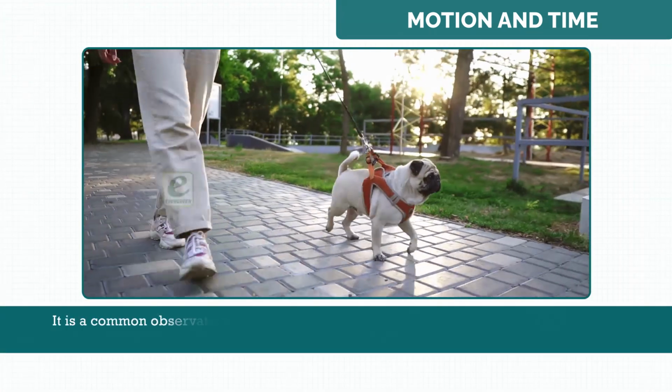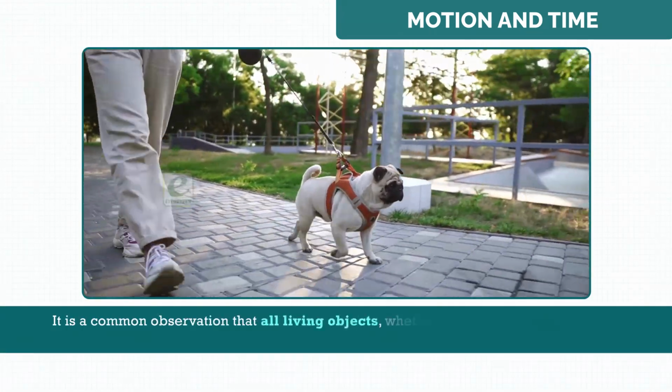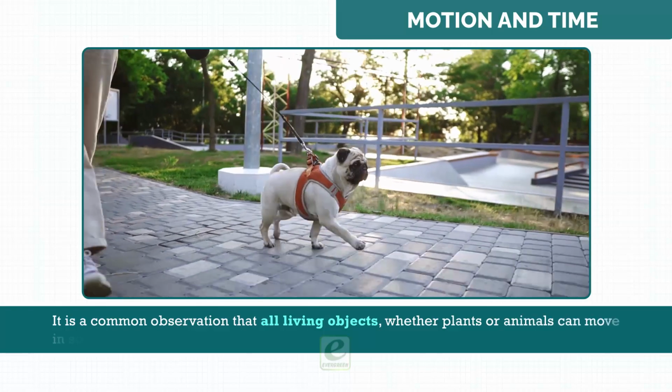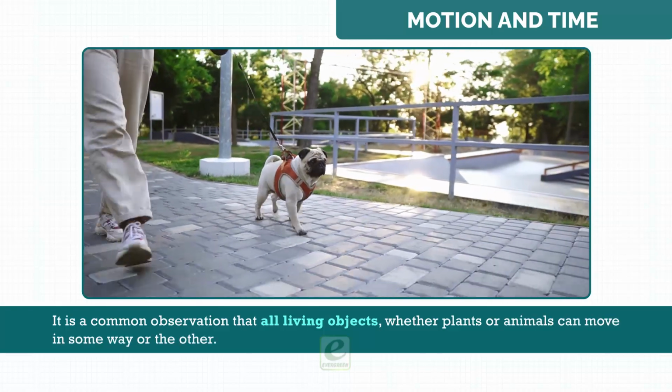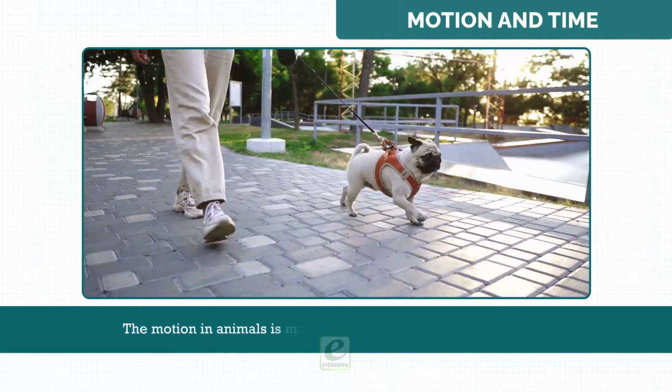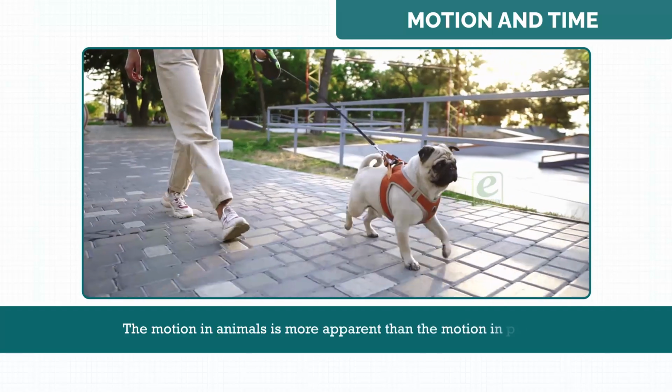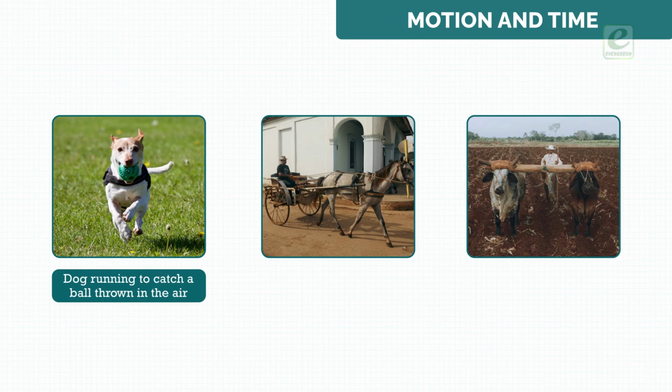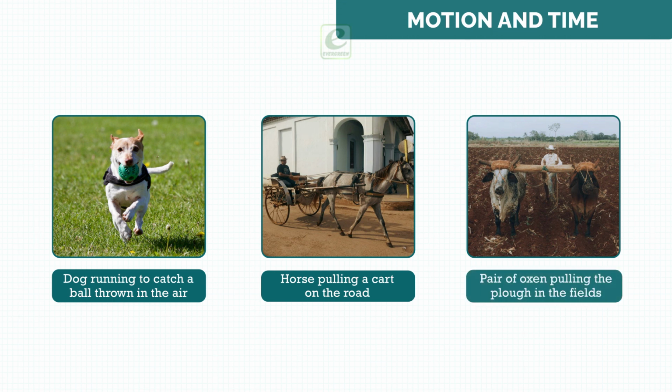It is a common observation that all living objects, whether plants or animals, can move in some way or the other. The motion in animals is more apparent than the motion in plants. A dog running to catch a ball thrown in the air, a horse pulling a cart on the road, a pair of oxen pulling the plow in the fields are all examples of motion in animals.